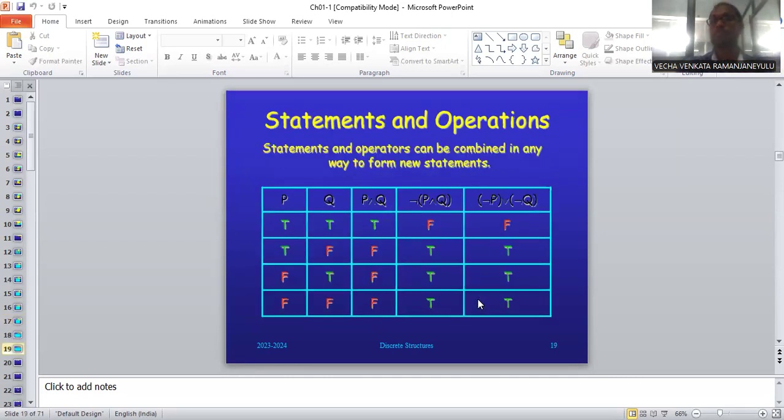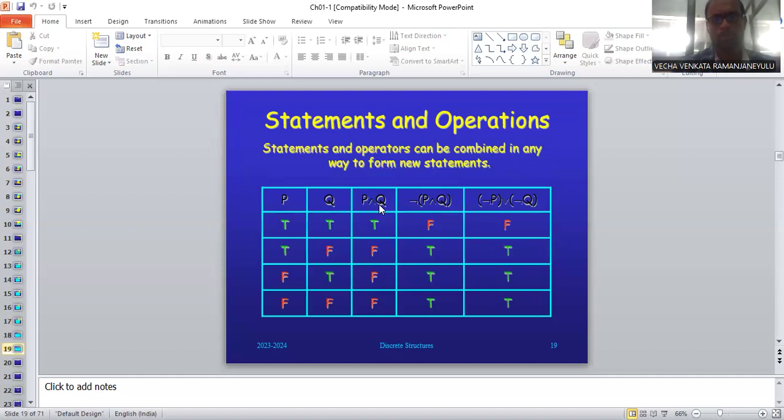Next, statements and operations. Statements and operators can be combined in any way to form a new statement. Here, one statement and operator are combined, taking the new statement. Suppose I am taking one example here.